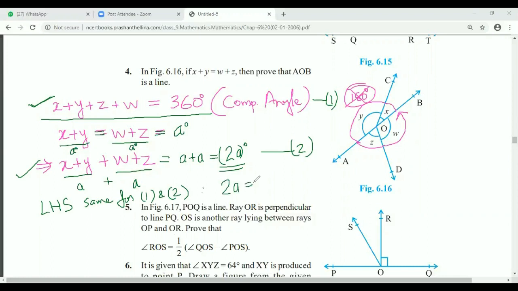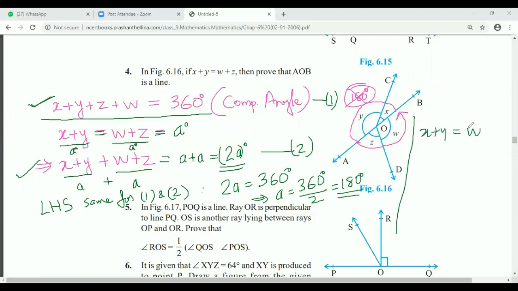2A is equal to 360 degree. From here, I can solve the value of A. A is equal to 360 degree divided by 2, that is equal to 180 degree. So what I can conclude here, as given in the question, X plus Y is equal to W plus Z, that is equal to the value of A. I have marked the unknown value as A, and the value of that variable A is 180 degree.